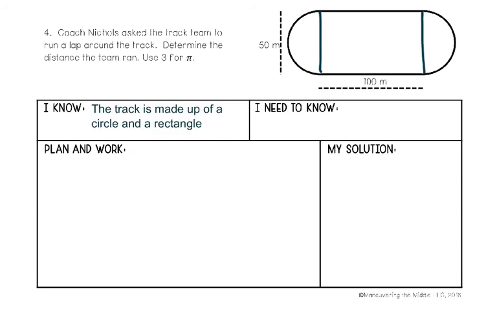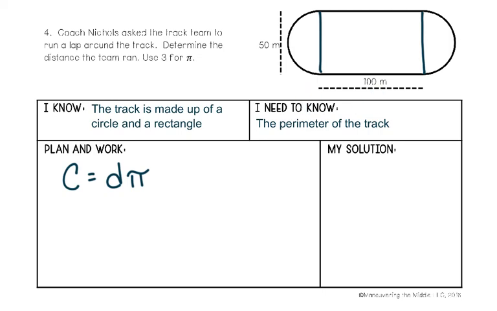So I know that the track is made up of a circle and a rectangle. What I need to know is the distance around this composite figure. The distance around a shape is always going to be the perimeter. But since they're circles, we're going to be thinking about perimeter in terms of circumference. So let's actually start with the circumference of a circle formula, since that's probably the most difficult part of this problem. The formula for circumference of a circle is diameter times pi.